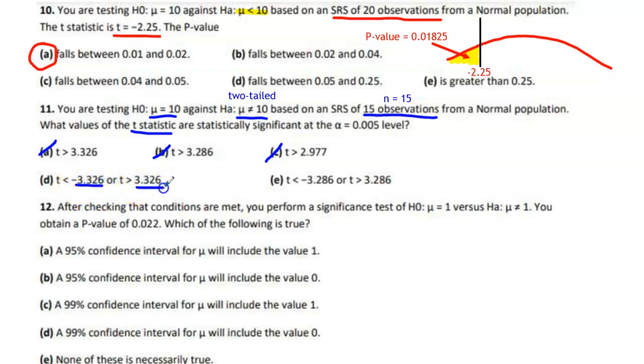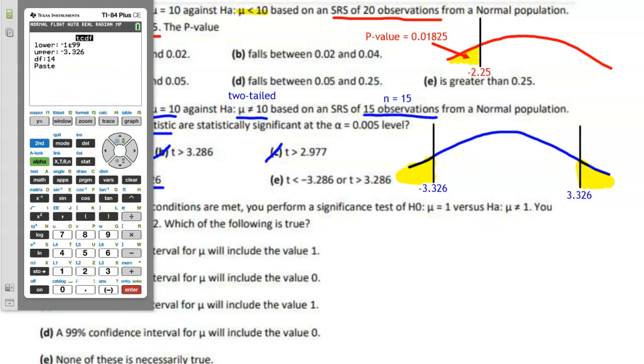-3.326 and 3.326. This value is smaller, -3.326. That's smaller than -3.286. So let's draw it out. So these are the regions that I'm going to be trying to find their areas. So I'm, again, going to use the calculator's TCDF feature. And one of the only differences between this one and the previous one is that since we have 15 observations, we set the degrees of freedom to 14. So here's our value. It's 0.00249, and so forth.